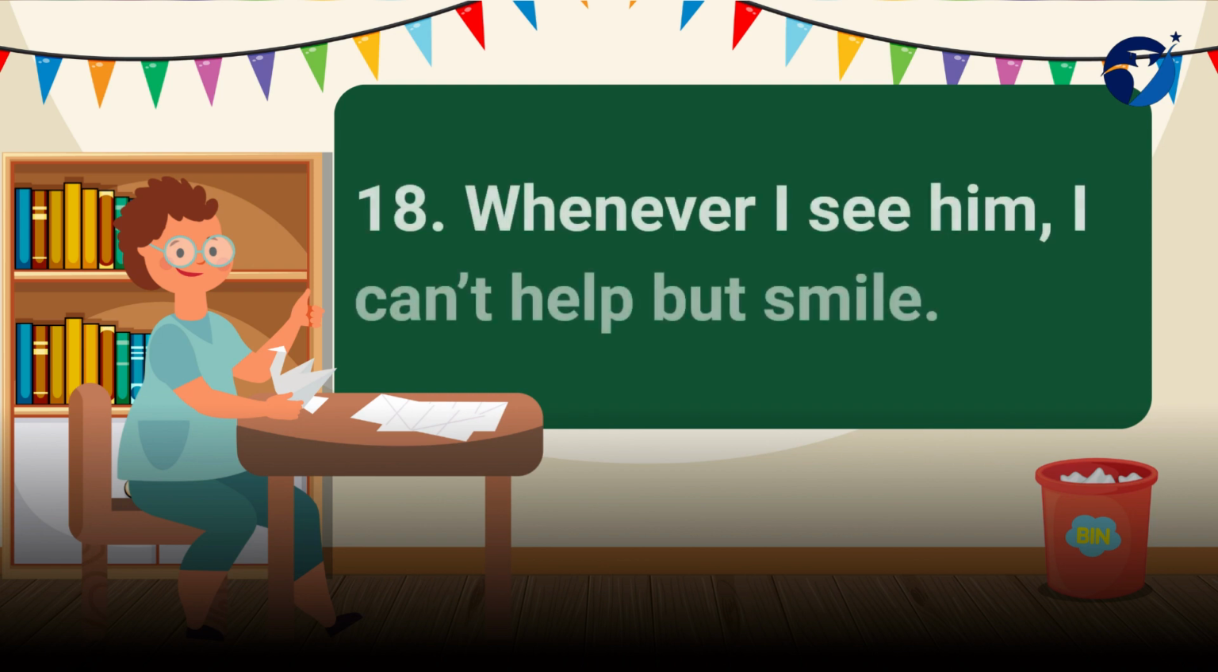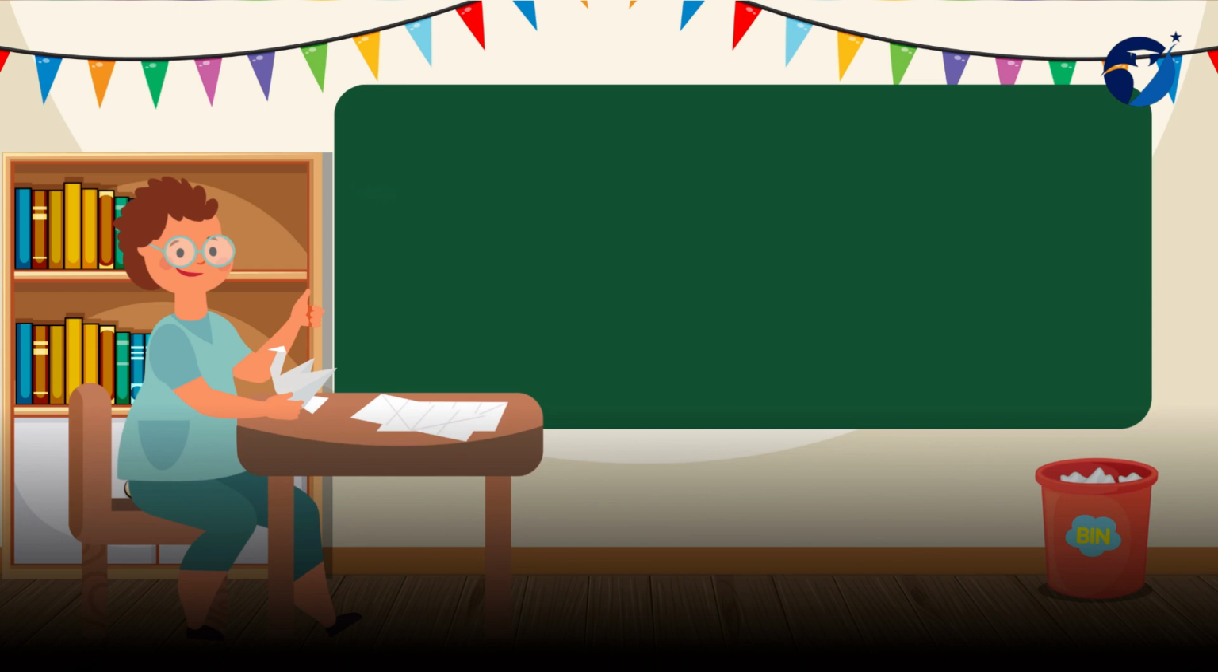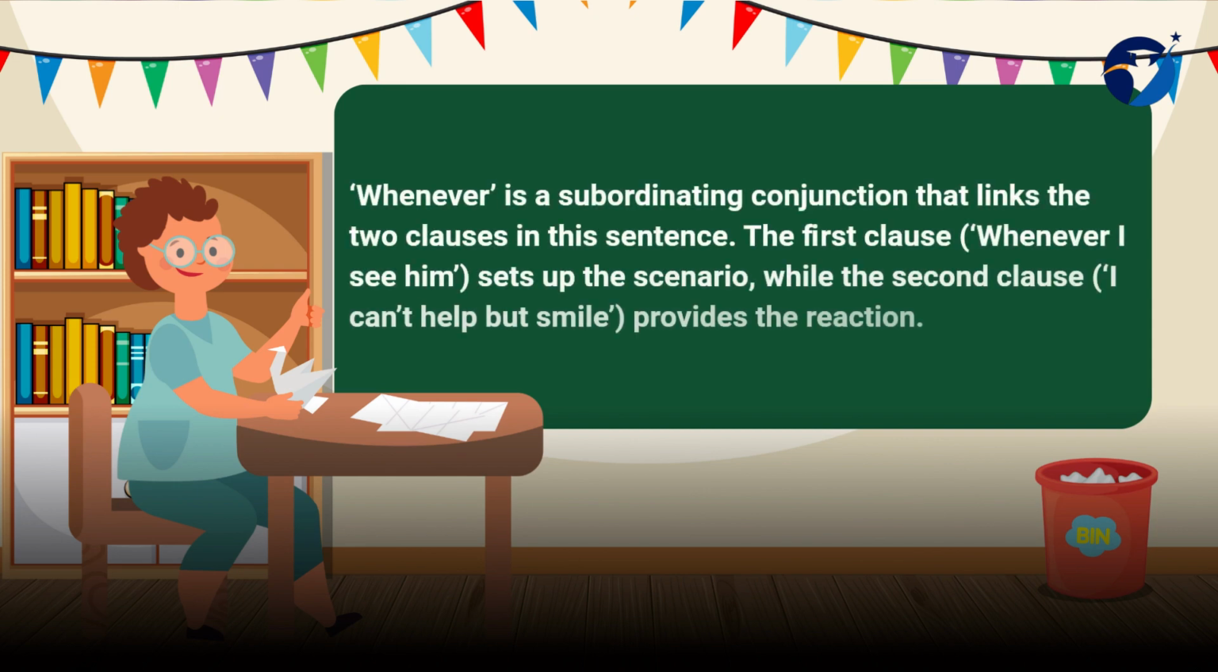18. Whenever I see him, I can't help but smile. Whenever is a subordinating conjunction that links the two clauses in this sentence. The first clause, whenever I see him, sets up the scenario, while the second clause, I can't help but smile, provides the reaction.